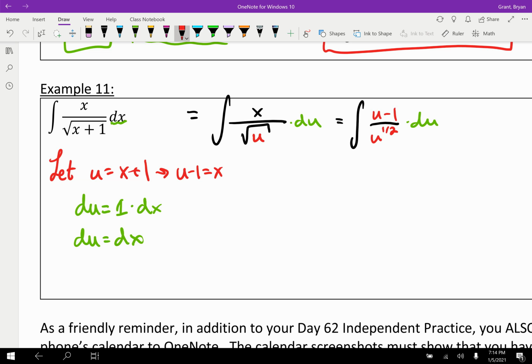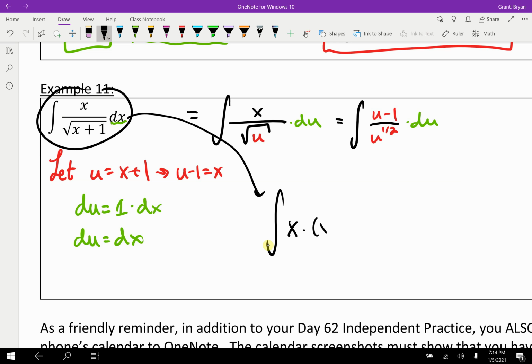And then you're looking at that and you're like, okay, Mr. Grant is taking us in circles. How is this any easier than this? But shockingly, it is easier. And the reason it's easier is because, and I'm going to erase this again, so be careful here. If we have x and I move the square root of x plus 1 up, I'll rewrite it as x plus 1 to the negative 1/2.